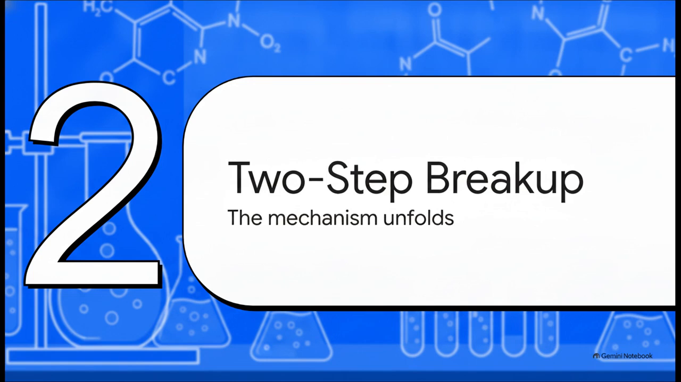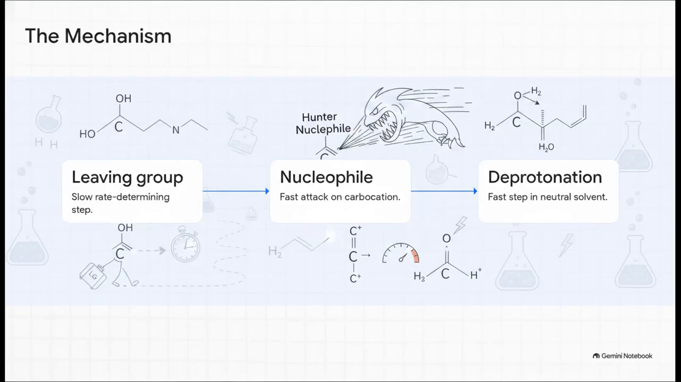Let's see how the mechanism unfolds. This sequence brilliantly illustrates our two-step breakup. Step 1, the departing partner, which we call the leaving group, slowly packs its bags and leaves. This severs the carbon-halogen bond entirely, leaving behind a lonely, positively charged carbon atom, a carbocation. Now, this is the bottleneck, okay? It's the slow, rate-determining step we talked about earlier. But once that happens, Step 2 kicks in. Our hunter nucleophile swoops in incredibly fast for the rebound, attaching right to that carbocation.